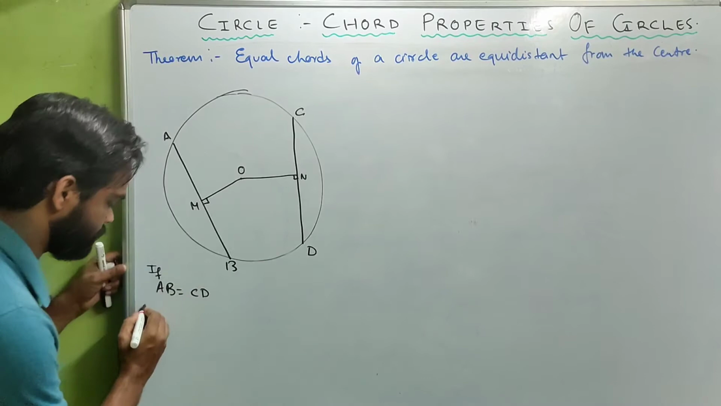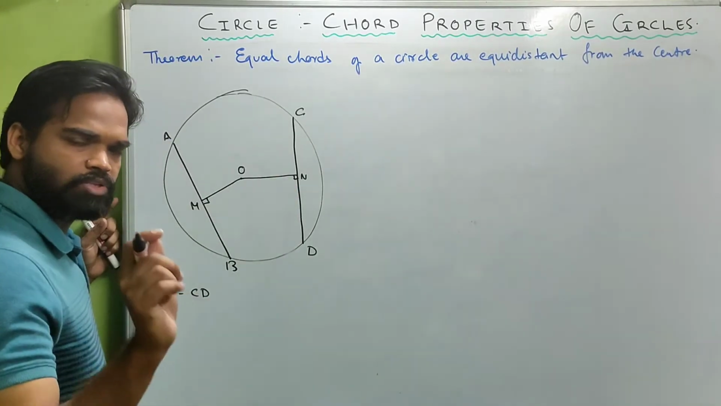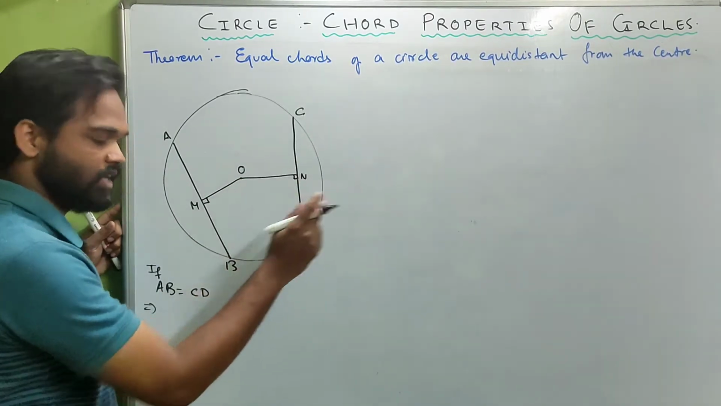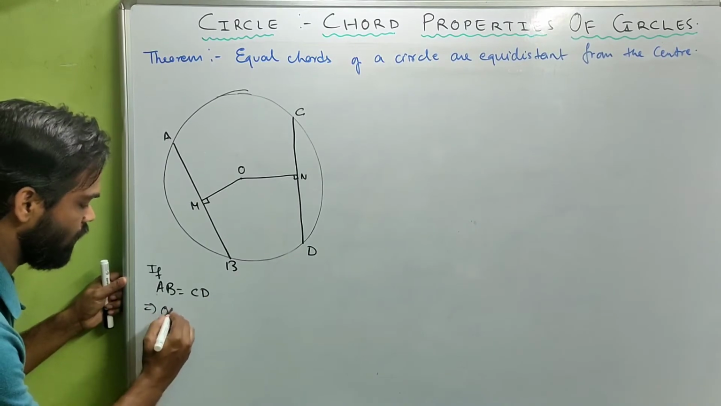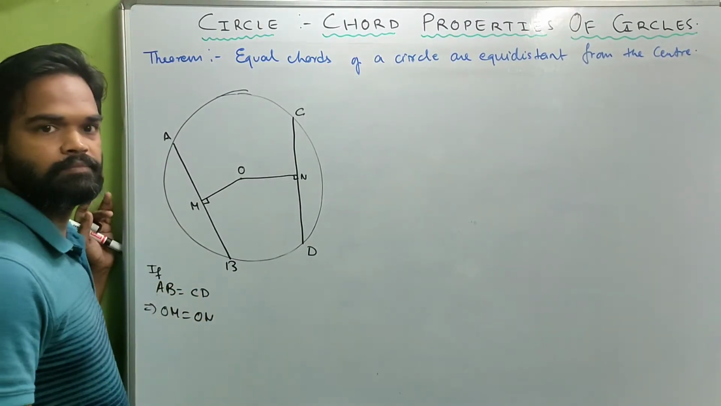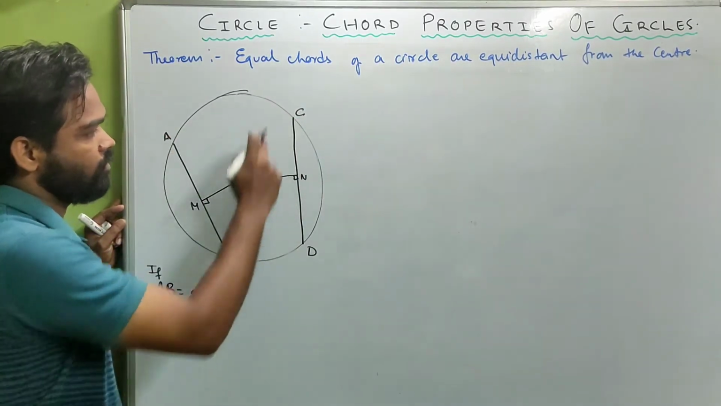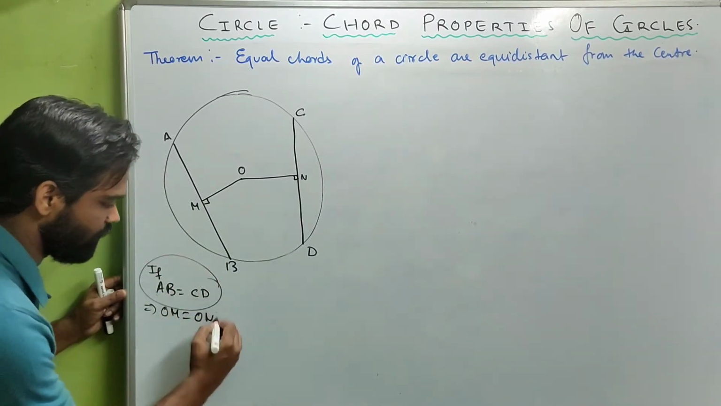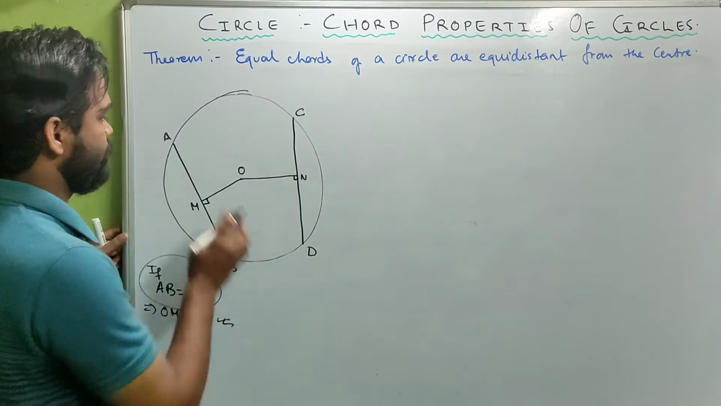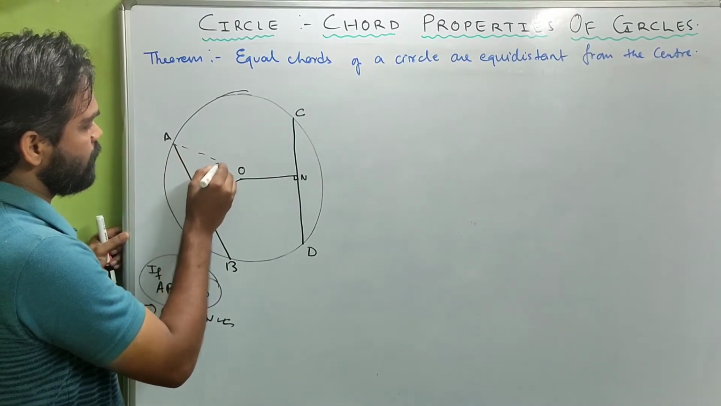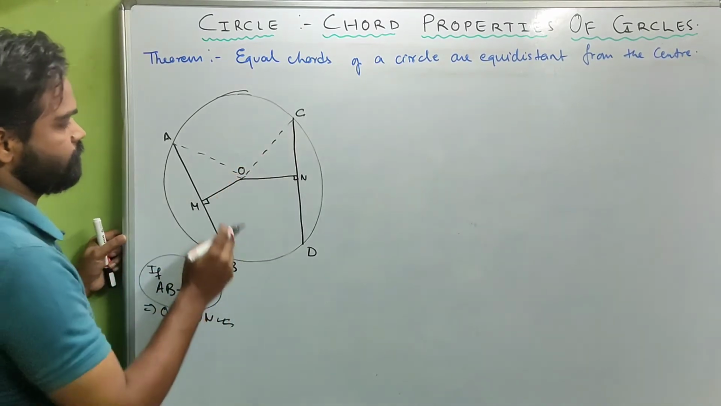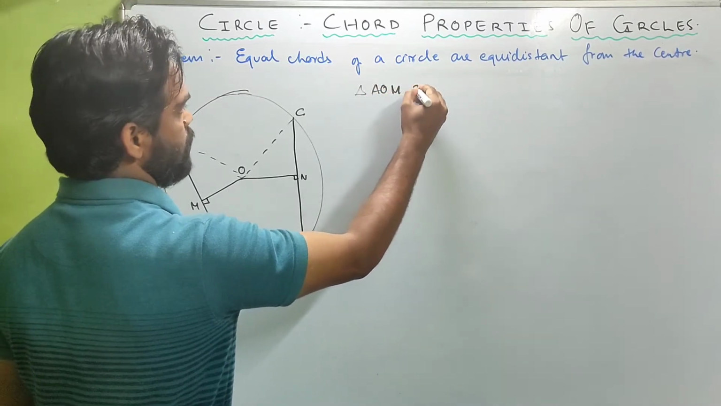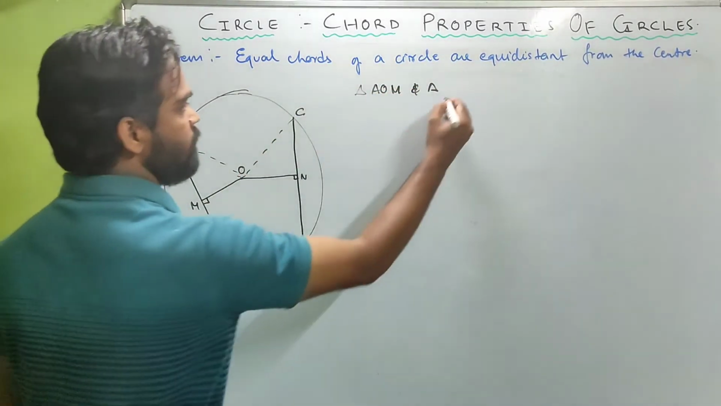So if you have two chords which are equal length, then if you measure the distance from the center, distance is the perpendicular distance, they will be same, which means if AB equals to CD, then OM will be equal to ON. See, equal chords of a circle are equidistant from the center. This is given to us. We need to prove this. Let us see the proving. What I'll do, again, I'll draw triangles. Triangle AOM and triangle CON.